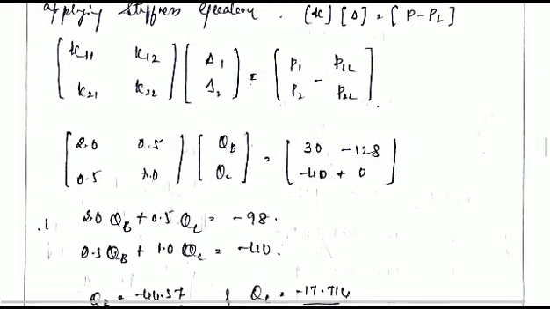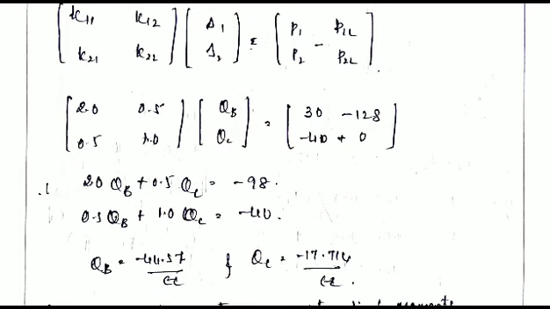Solving this in equation form, we take rows into columns. That is 2 into theta B plus 0.5 into theta C is equal to 30 minus 128, that is minus 98. The second row is 0.5 theta B plus 1 theta C is equal to minus 40. Using calculators we can analyze the unknowns. There are two unknowns and two equations. From these calculations we get theta B equals minus 44.57 by EI.